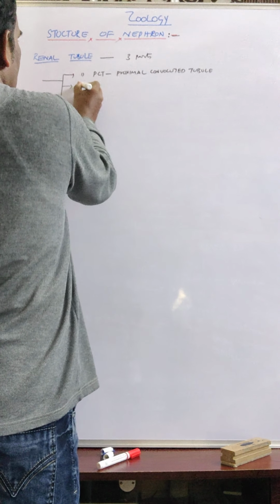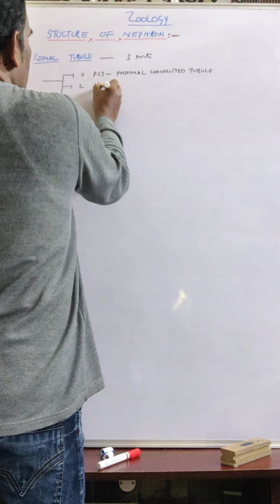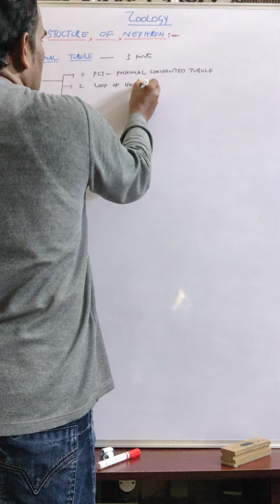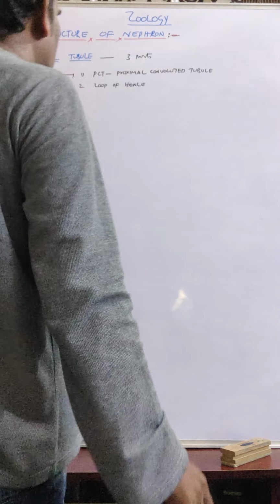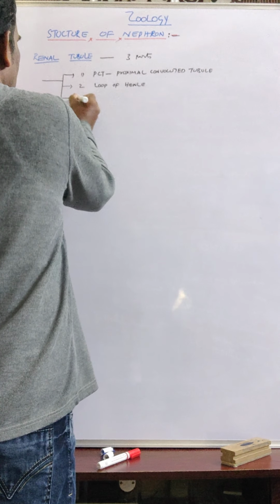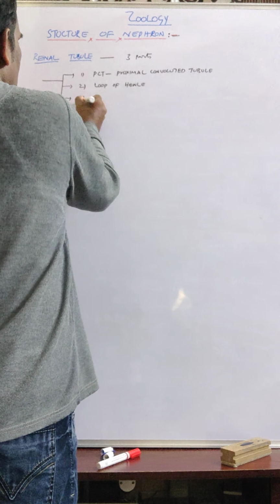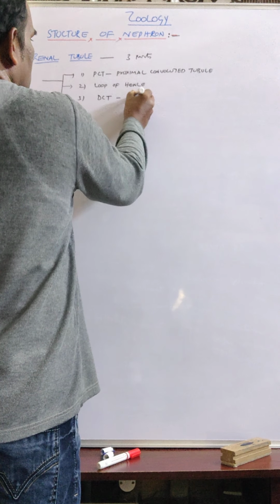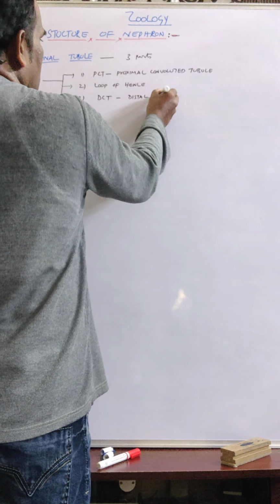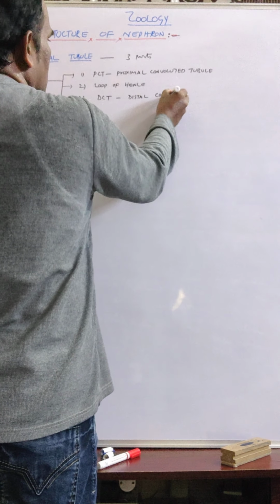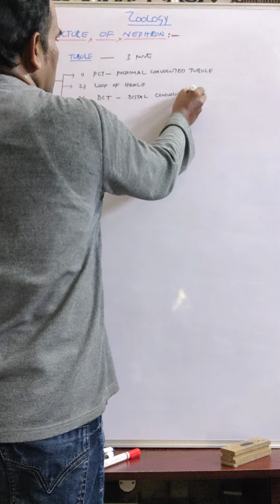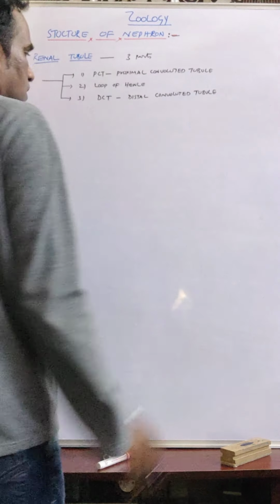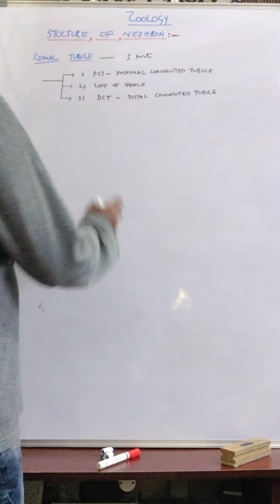And secondly, a loop of Henle, or Henle's loop, is a hairpin like structure. And the third one is DCT, the distal convoluted tubule. Distal convoluted tubule.